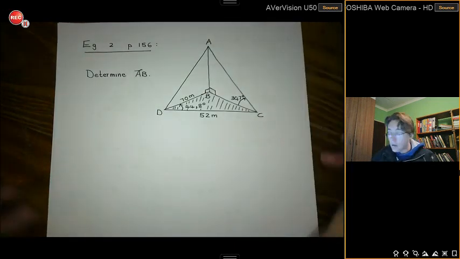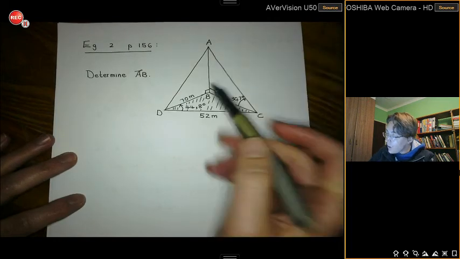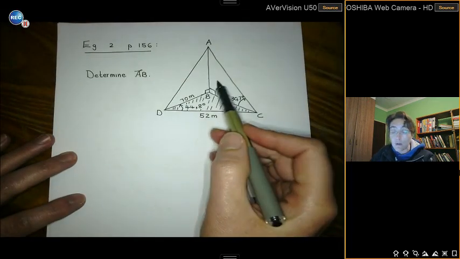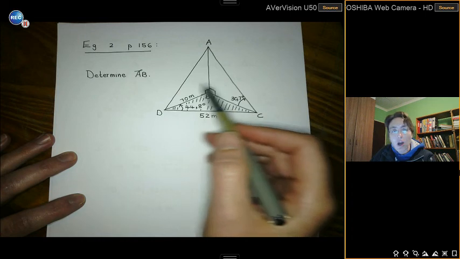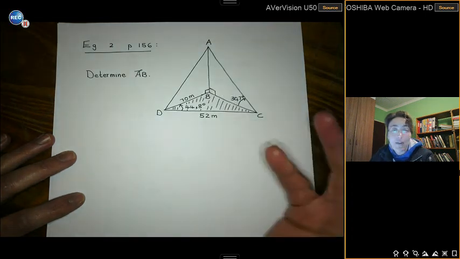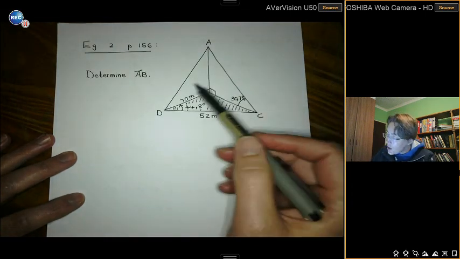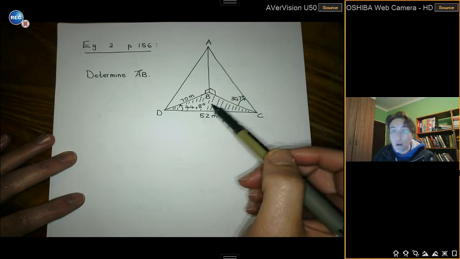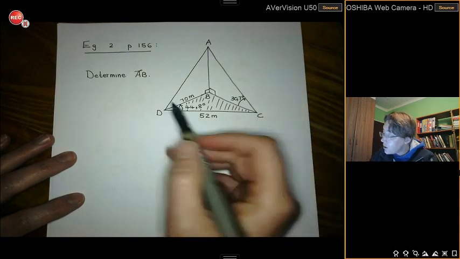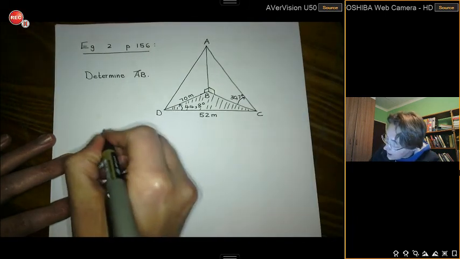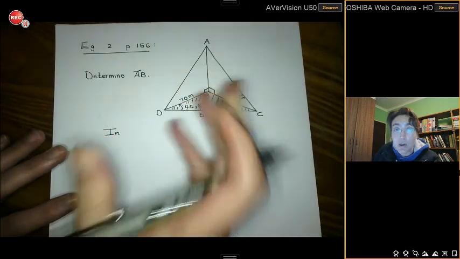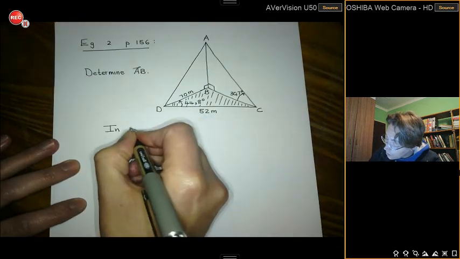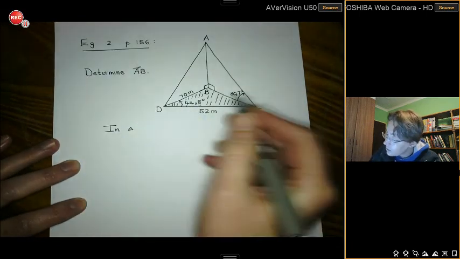And again, even though AB is located in one of these two 90-degree triangles, we can never really start with those. Why? Because we don't have enough information. We generally start with another triangle that has enough information for us to do some calculations, which is this bottom triangle, and I'm going to write that out again. Again, people, good habits: write down which triangle you're working in. So in triangle BCD.